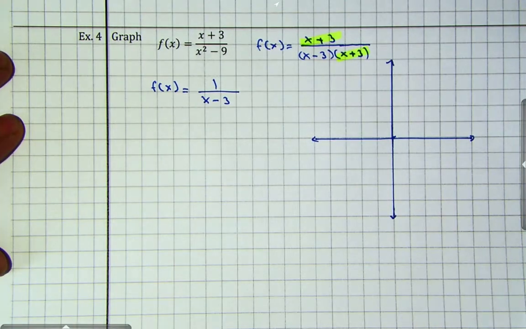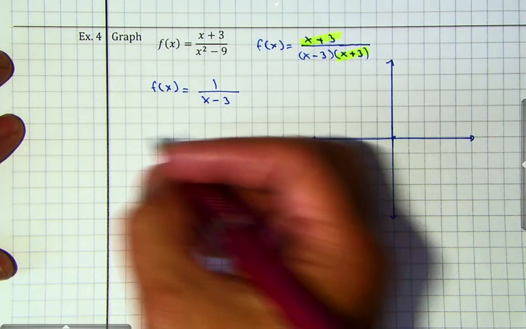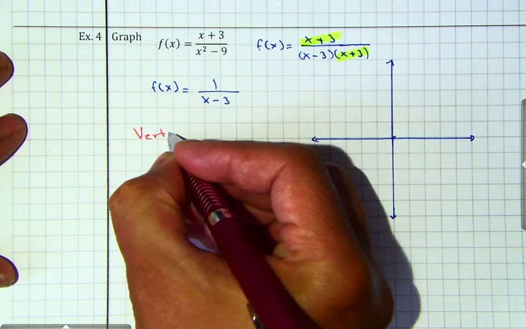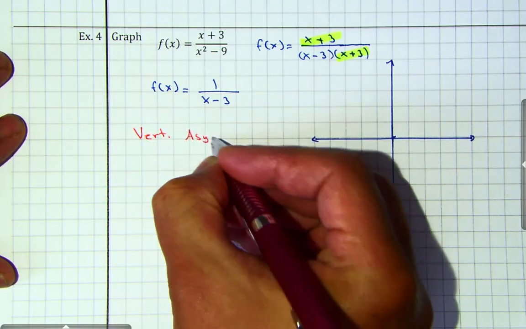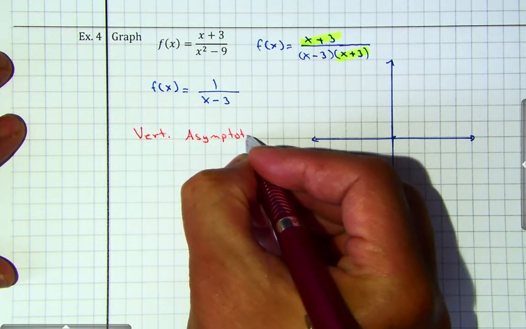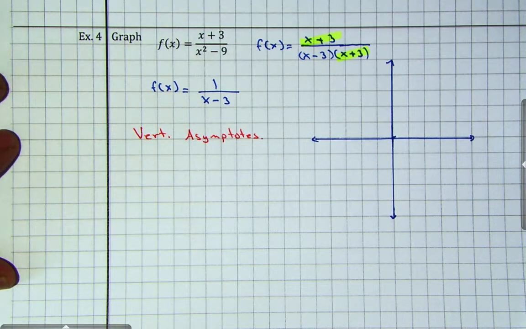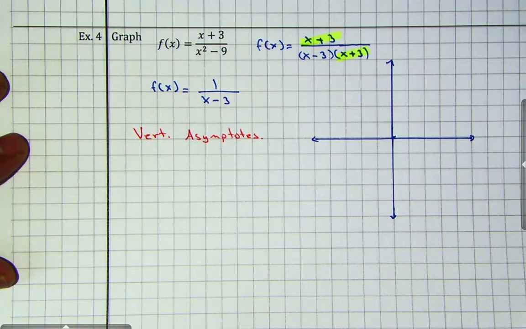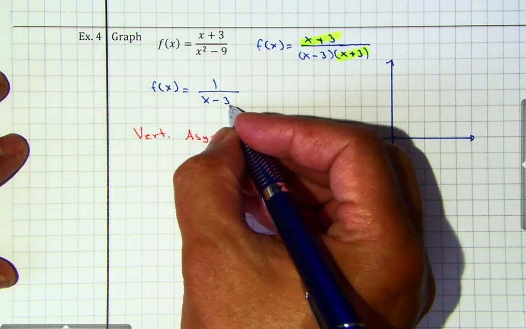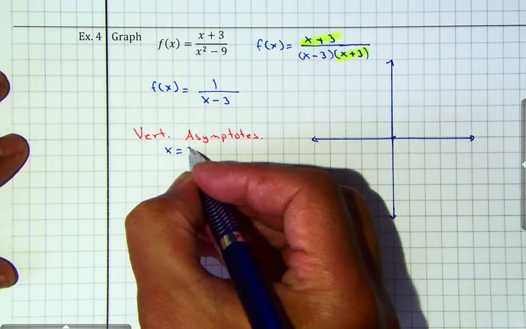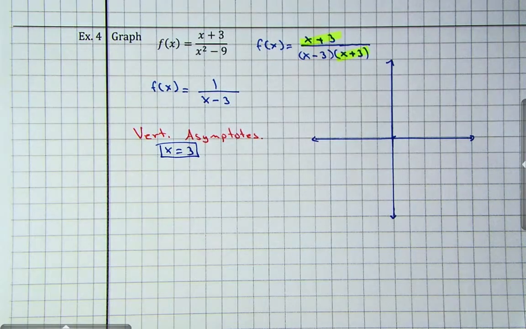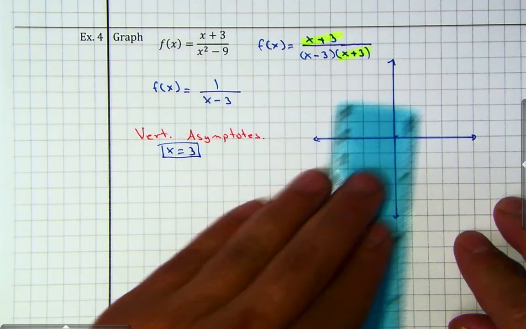So first I'm going to find my vertical asymptotes. My vertical asymptotes are found by finding the zeros of the denominator. So x minus 3, therefore x equals positive 3. That'll be my vertical asymptote at 3.